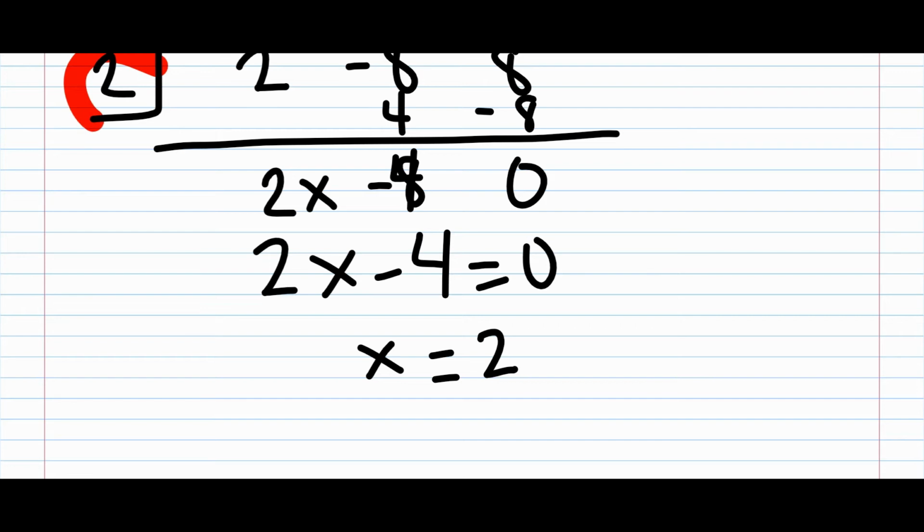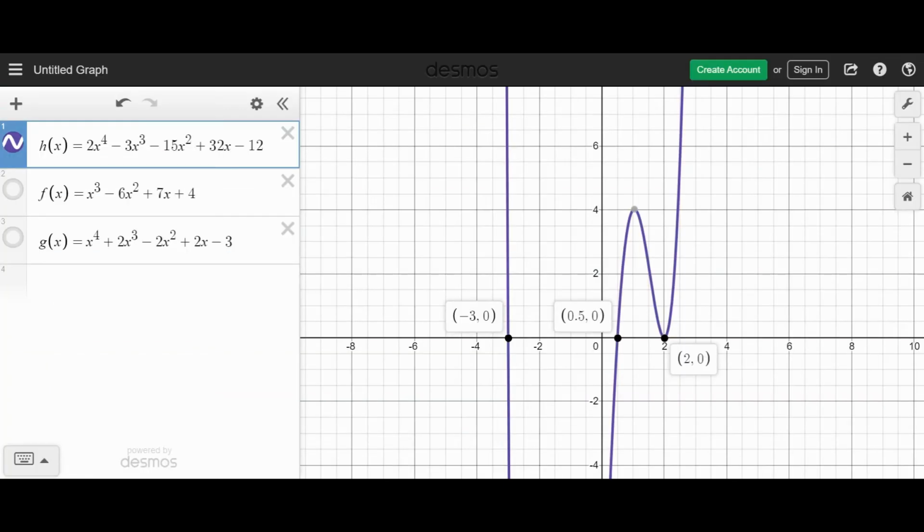So notice I have 2 values of 2 that are zeros, and the graph actually says that as well. Notice this value of 2 is a 0 that bounces off the x-axis, which tells me that it has an even multiplicity, and that confirms the fact that I had 2 versions of that 0 in my polynomial. So again, this is a really easy one because the graph shows all of these zeros pretty directly.